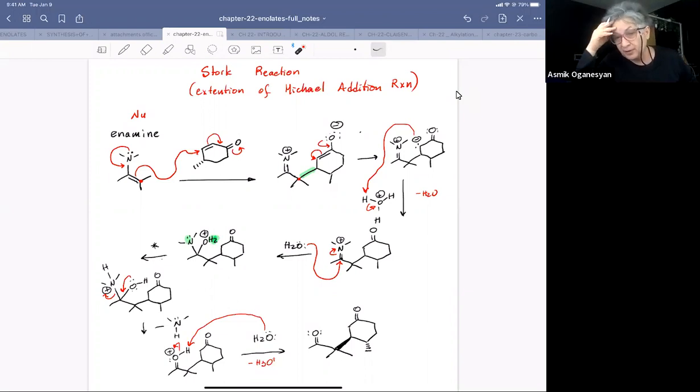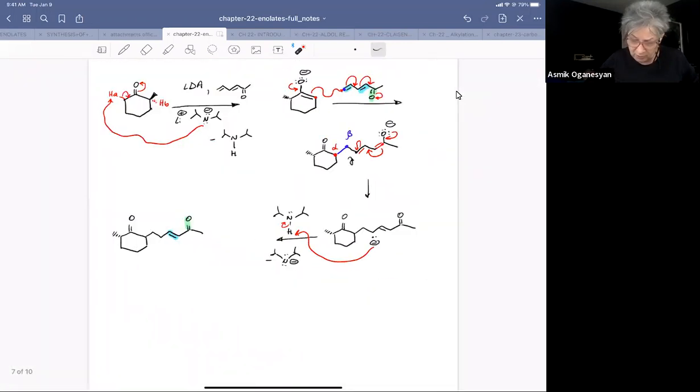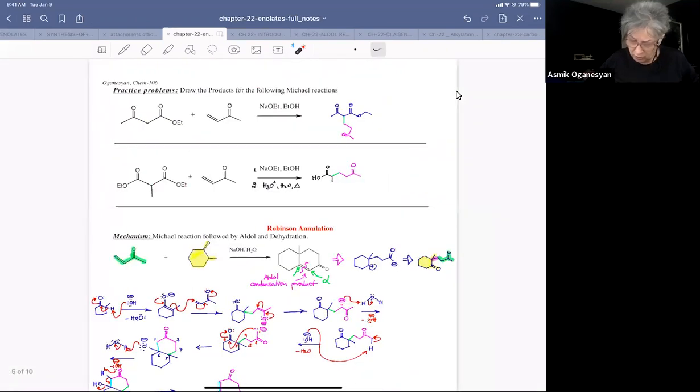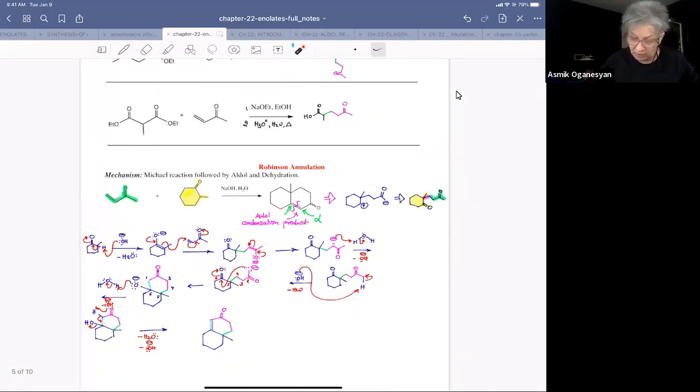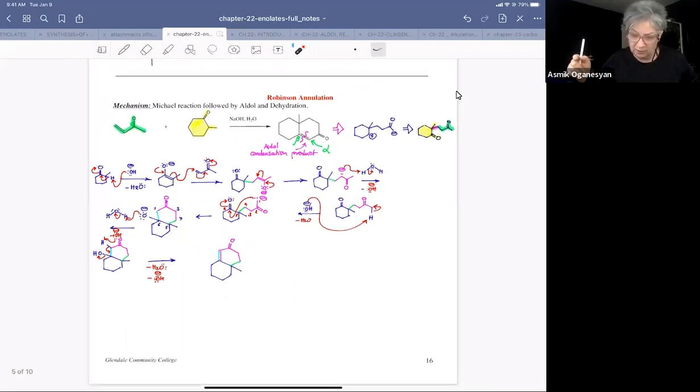And finally, the very last reaction, and I'm going to see if I do have that reaction somewhere in my slides, is the Robinson annulation reaction. It's again an extension of Michael addition reaction. So let me see if I do have that slide. Just a quick second. Robinson's annulation reaction. So I'm going to just pick up the starting materials, and the product, and we will go over the mechanism together. Okay.